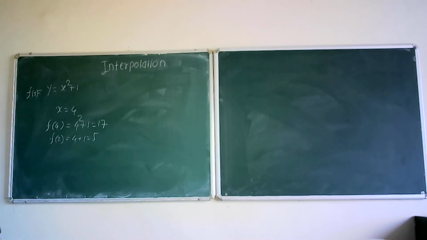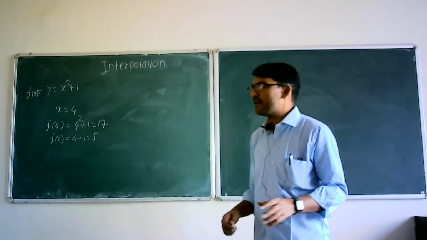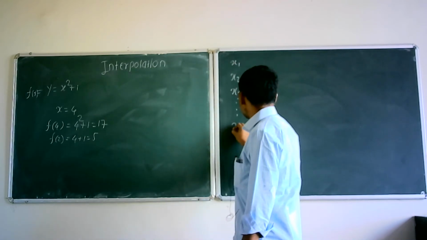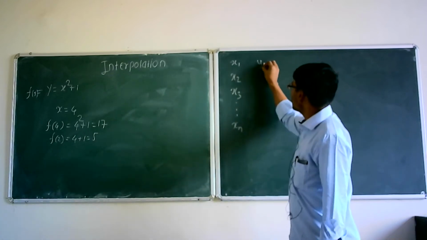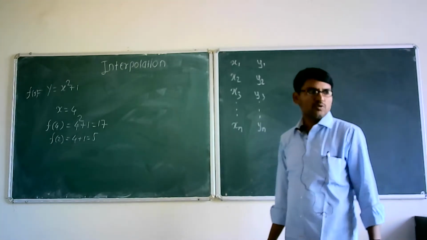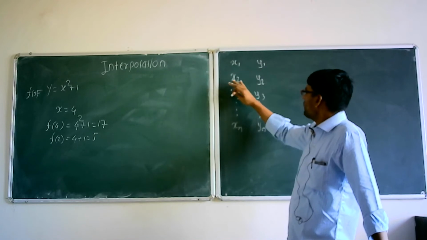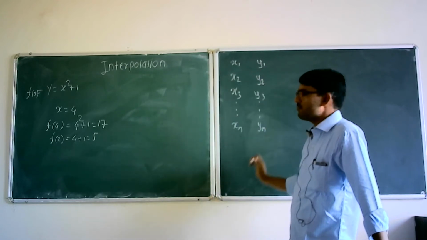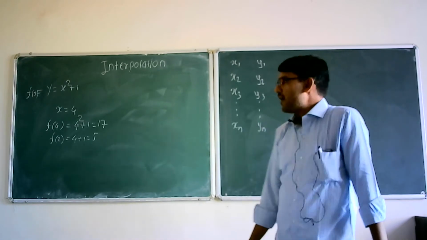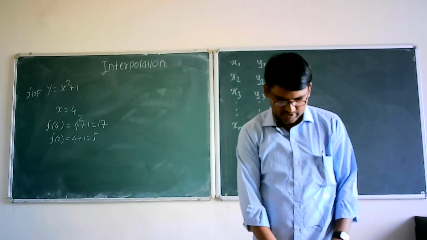But if you don't know the explicit form of the function of x, but you know the relation between x and y. Suppose these are some x1, x2, x3, xn, and corresponding values of y1, y2, y3, and yn. You don't know the function y equal f of x, but you know some relation between x1 and y1, x2 and y2, x3 and y3, xn and yn. Then you want to determine a function y by using these values. This process is called interpolation.